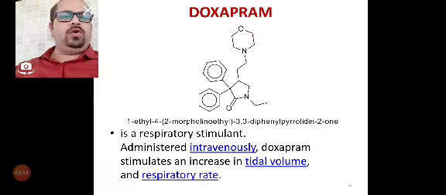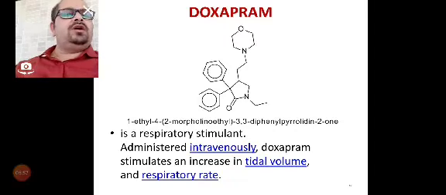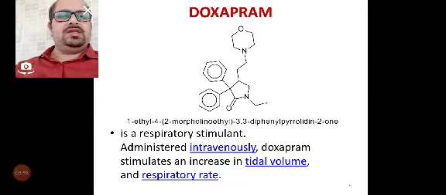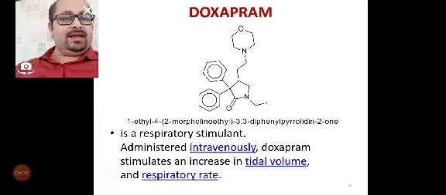morpholino-ethyl. Morpholine is a heterocyclic ring in which nitrogen and oxygen are the two heteroatoms. This is a six-membered ring. The morpholine ring doesn't have any double bond inside the ring. This morpholine ring is attached to the pyrrolidinone at the 2 position by an ethyl group. That's why it's a 2-morpholino-ethyl.